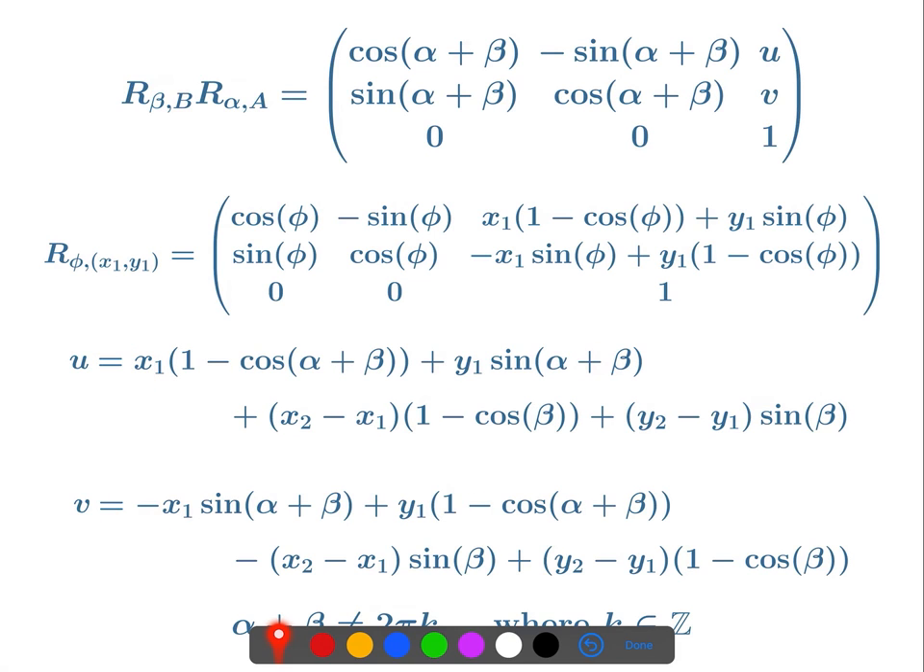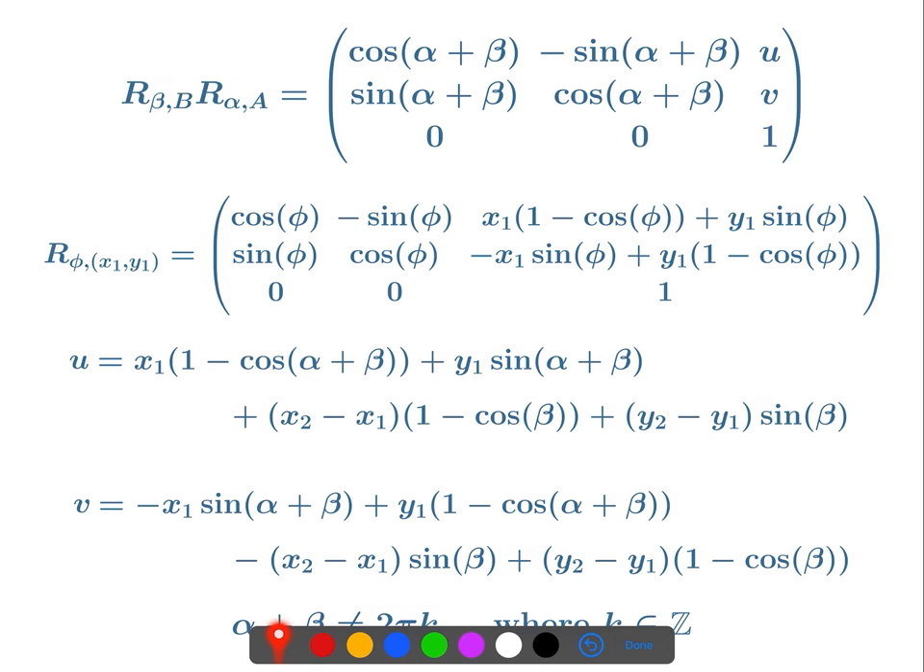Well, oddly enough, we do have what we want with x1 and y1 here and here. And what I mean by that is we have x1 times 1 minus cosine of alpha plus beta, phi is alpha plus beta, plus y1 sine of alpha plus beta, again, phi alpha plus beta. So this is what we have right here with phi being alpha plus beta. And similarly down here, we have minus x1 times sine of alpha plus beta, plus y1 times 1 minus cosine of alpha plus beta. So this is the same thing as we have up here with the x1 and y1. But again, we're not really aiming for x1 and y1, and that's good because we have some other stuff here we have to deal with.